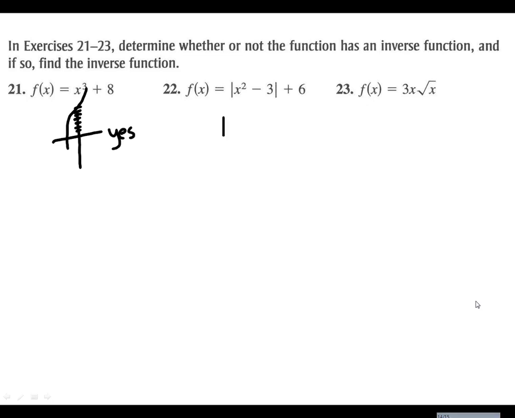This is an absolute value function. It's going to go right 3 and up 6 and look like that. This is a no. We don't have to do anything there. It does not pass the horizontal line test.